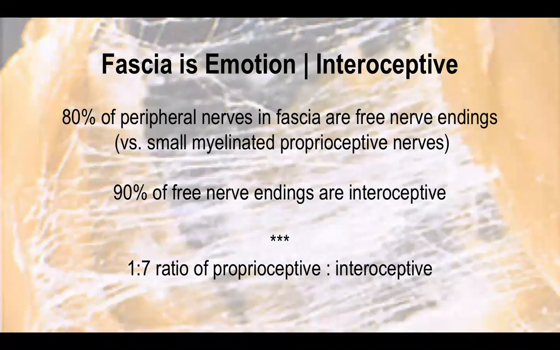What's interesting when you look at the fascia from an exteroceptive to interoceptive ratio is that you have a greater number of interoceptors compared to exteroceptors or proprioceptors, which is quite fascinating. If we look at the number, 80% of the peripheral nerves in our fascia are considered free nerves. And then of those free nerves, 90% of those free nerves are actually interoceptive. And a lot of this is actually going to lie within your visceral fascia.